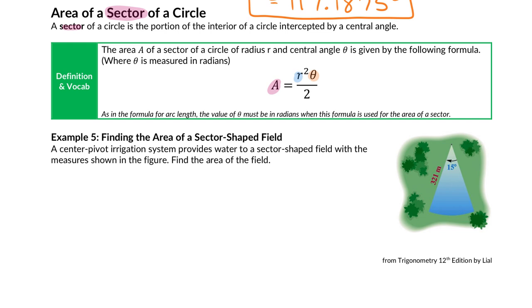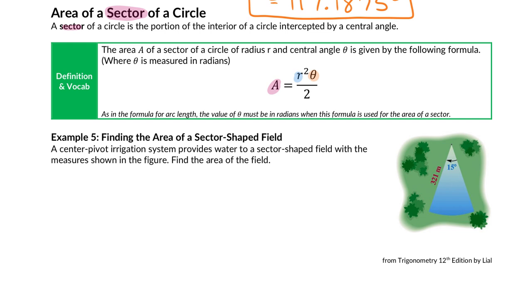All right, so let's find the area of a sector-shaped field. A center pivot irrigation system. If we're not farmers here, that's like the thing you put in your yard and it goes. Oh, yeah. Okay, this is a large version of that for actual farming. It's called a center pivot irrigation system. It provides water to a sector-shaped field, because again, it's only going over a little section. It's a sector. We're going to find the area of the field which we are watering.